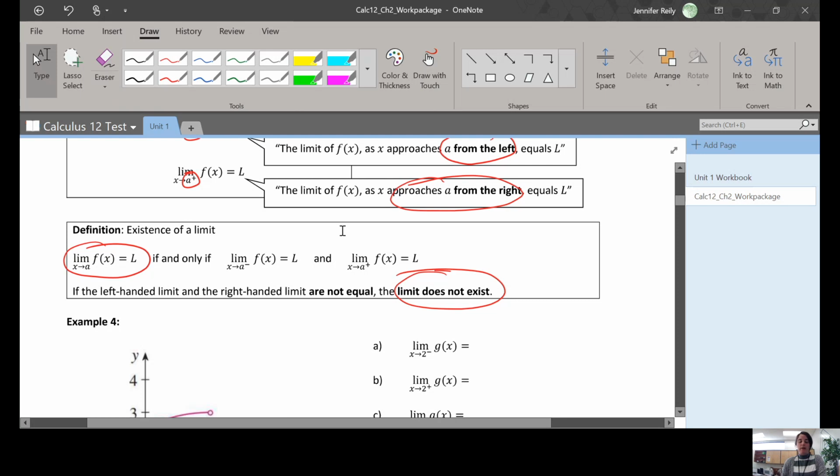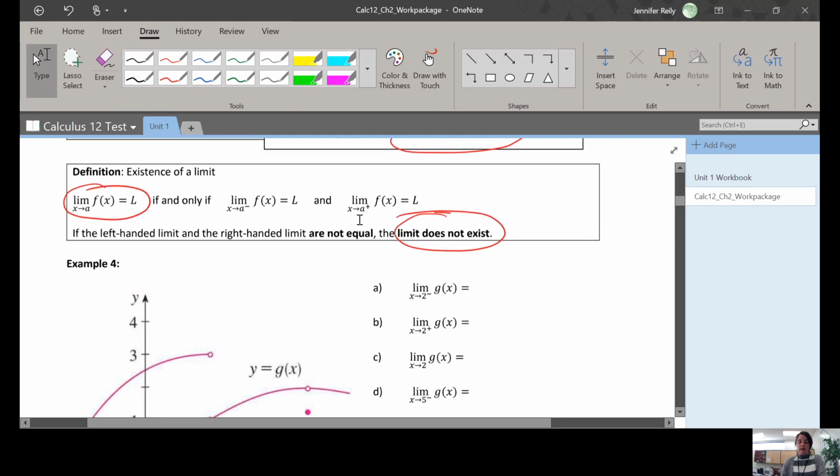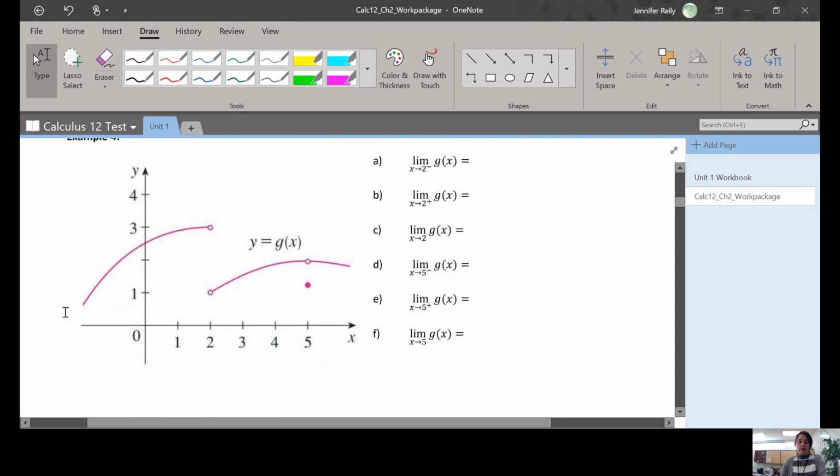Okay, so let's do an example with a graph this time, no table anymore. We have this piecewise function g of x here. We have a jump right here, so the function is not defined at x equals 2. And at x equals 5, there's a hole in the graph, but we do see a colored-in circle at 5. So the function is defined at x equals 5.